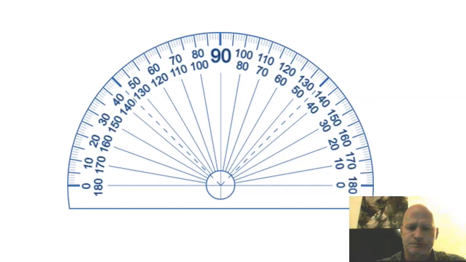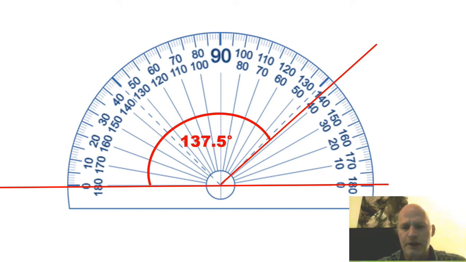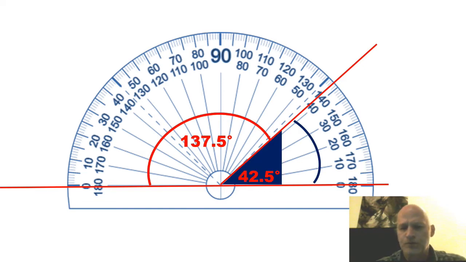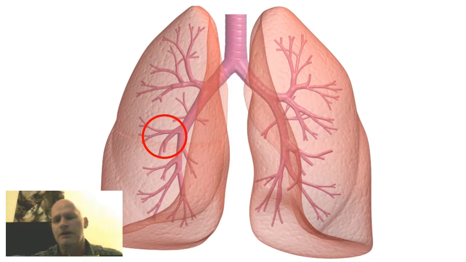First, we're going to use an angle of 137.5, but to make calculations easier, I'm going to take the remainder of 42.5. And now we look at the lungs. Remember that when we looked at the branches of the trees, of the plants, that it was 137.5 degrees. So to ease the calculation, I'm going to work with the remainder triangle of 42.5 degrees. See?